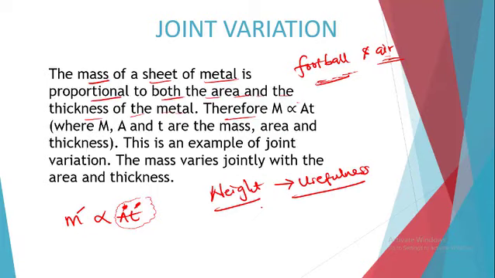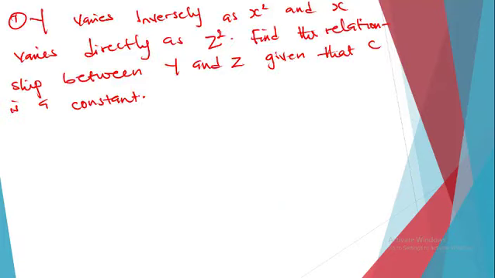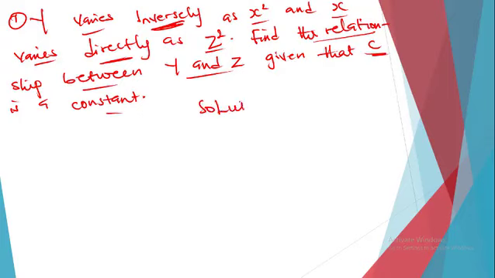Okay, so let us take an example. Let's solve the question on the screen. It says y varies inversely, mark the word inversely, as x squared, and x varies directly as z squared. Then find the relationship that exists between y and z, given that c is a constant. Okay, let us start.